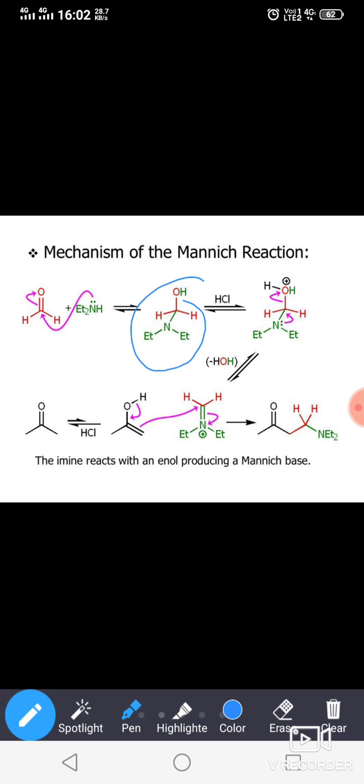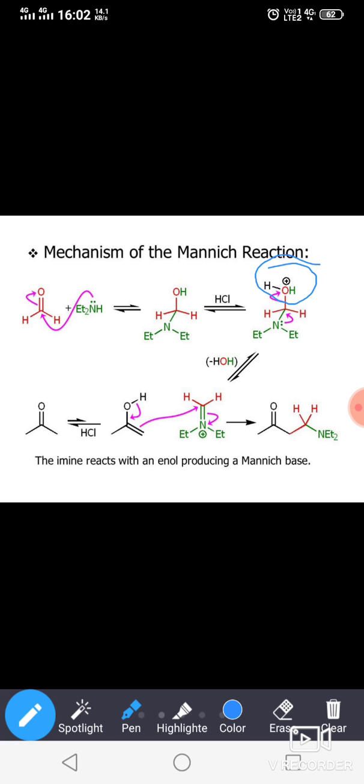So once you have formed this structure, now you have added the acid catalyst. Now this hydroxyl group will take a proton from the acid catalyst, and it will form this structure. Now in this case, oxygen has a positive charge and nitrogen has the lone pair of electrons. Now this part will be removed as a water molecule.